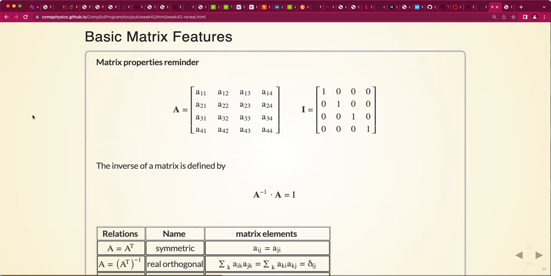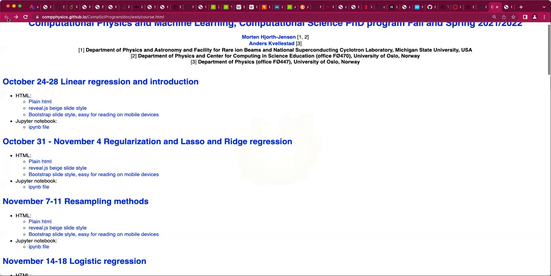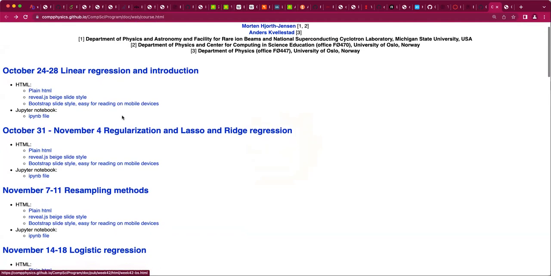By the way, if you look at the material here, you will find the material in terms of plain slides or as a Jupyter notebook. So that means that you can take the weekly material and just run it as a Jupyter notebook.